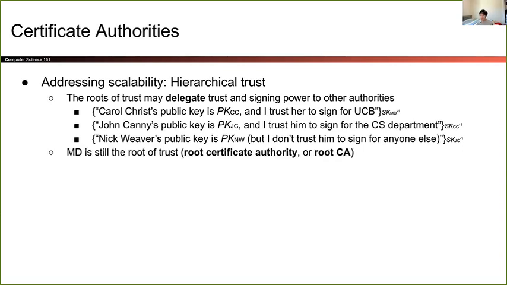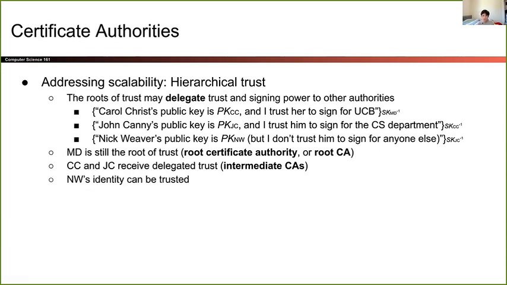So in this case, MD is still the root of trust. And when we're dealing with certificate authorities, we call them the root certificate authority, or just the root CA. Here, because Carol Christ and John Canny have received delegated trust to be able to sign for other people, they're going to be called intermediate certificate authorities. And we can trust Nick Weaver's identity, but we can't trust it if he signs someone else's key that it's a valid certificate. All right, that's the first idea of how we address scalability. Any questions on how this works?